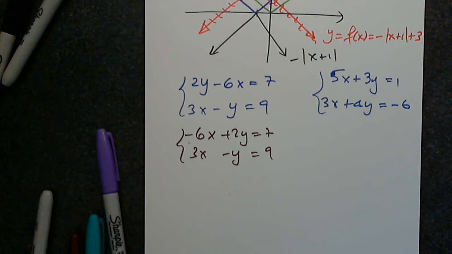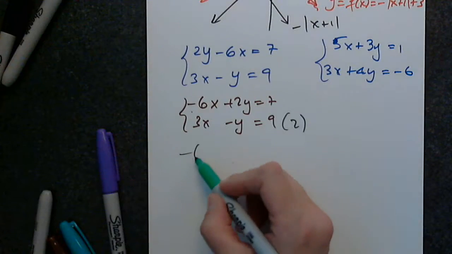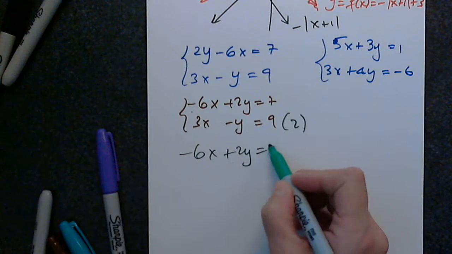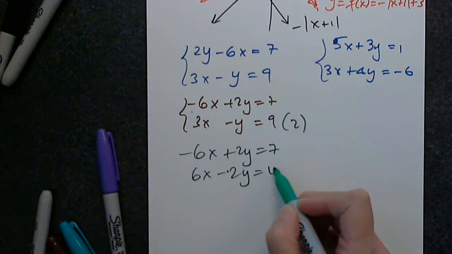We have an interesting equation in the second one. If you multiply the second one by 2, that's it. Both x and y, right? That's it. So negative 6x plus 2y equals 7, and 6x minus 2y equals 18.